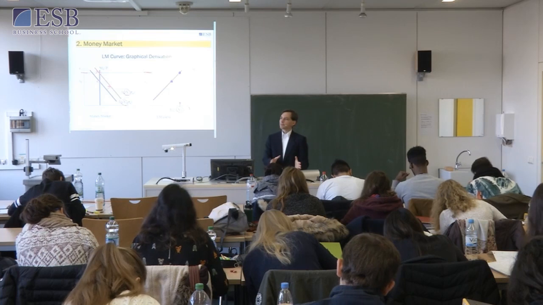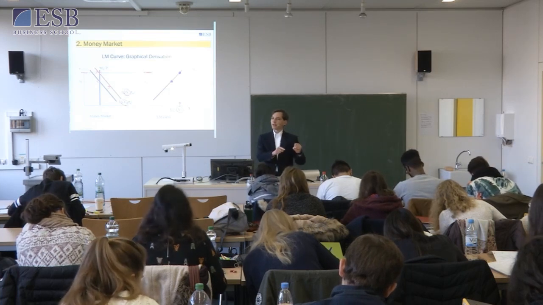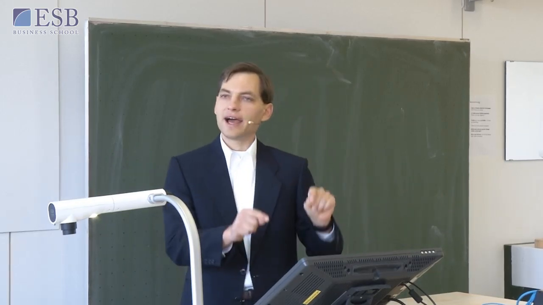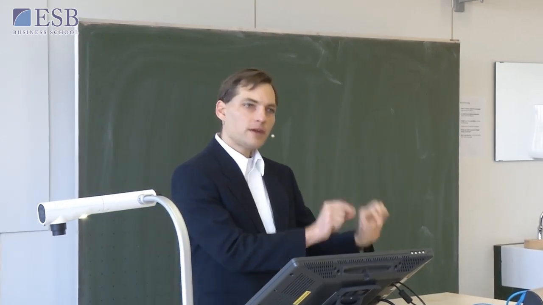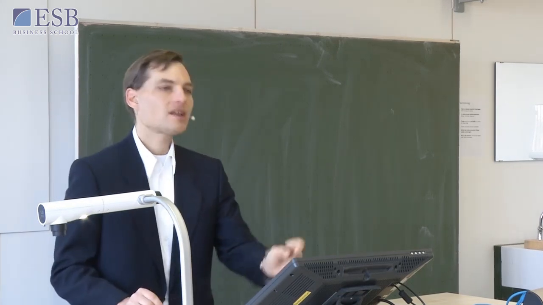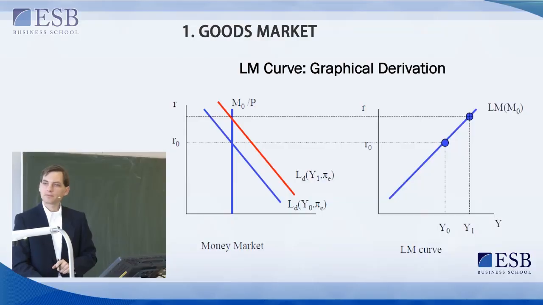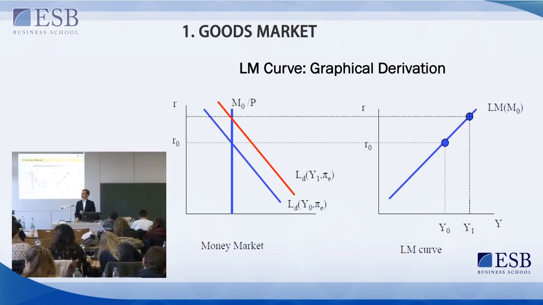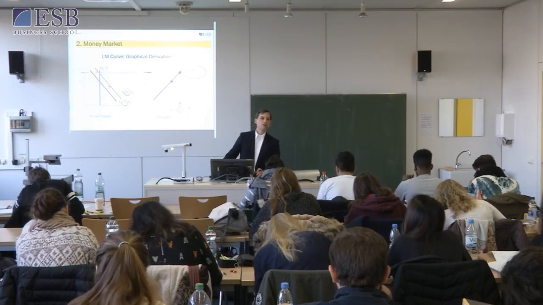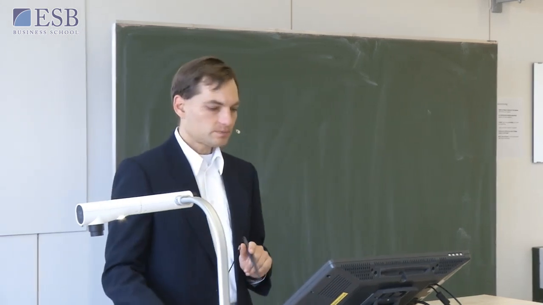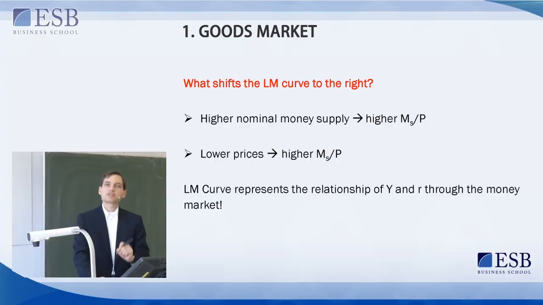Now I do the same as I did a couple of minutes ago for the IS curve. I have to discuss with you what are the factors that shift the LM curve to the left and to the right. By the way, we call this curve the LM curve because the L represents liquidity and the M represents money. So you can say it's a liquidity money curve and it is representing all the equilibria of the money market. So what are the factors that shift the LM curve?